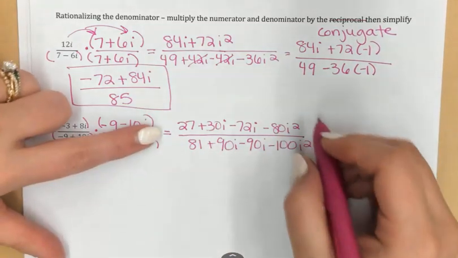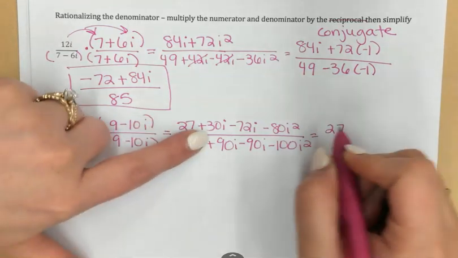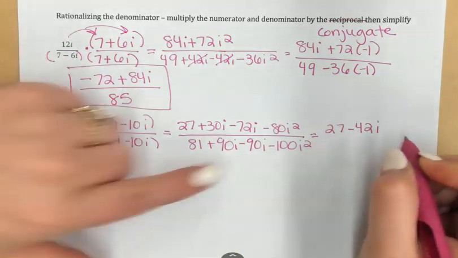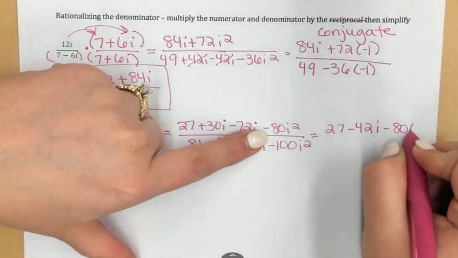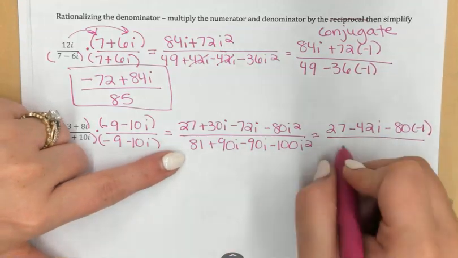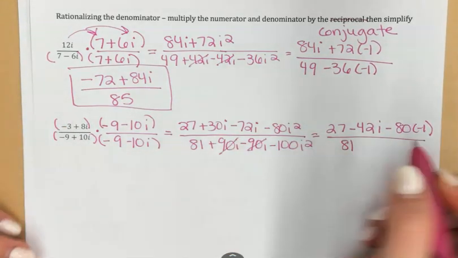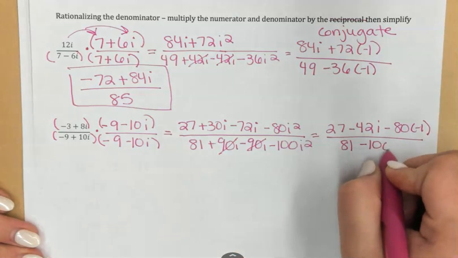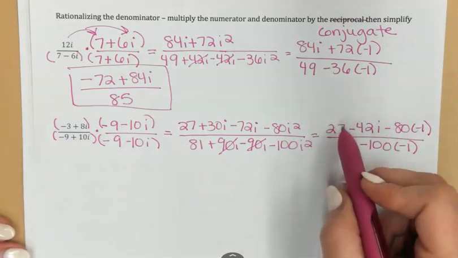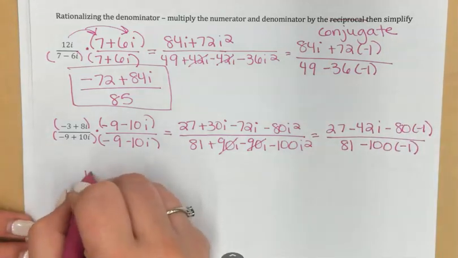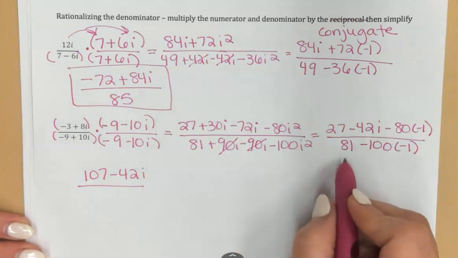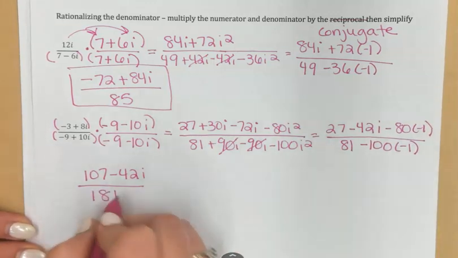So simplifying in my numerator, I've got 27, 30i minus 72i gives me -42i, minus 80, again, i squared is really negative 1. In my denominator, I'm going to have 81. My middle terms cancel, minus 100 times negative 1. So my numerator becomes 27 plus 80, so 107 minus 42i over 81 plus 100.